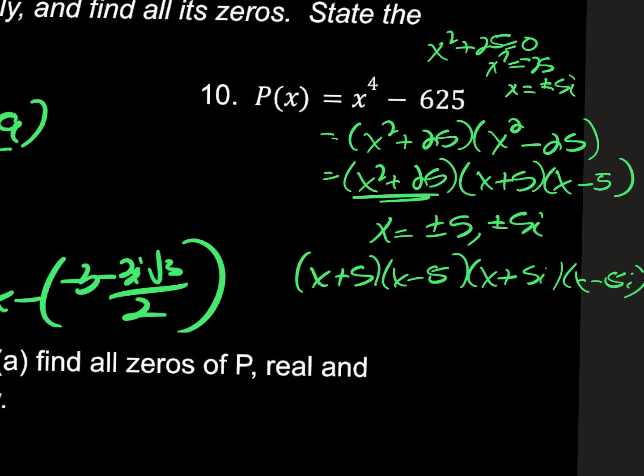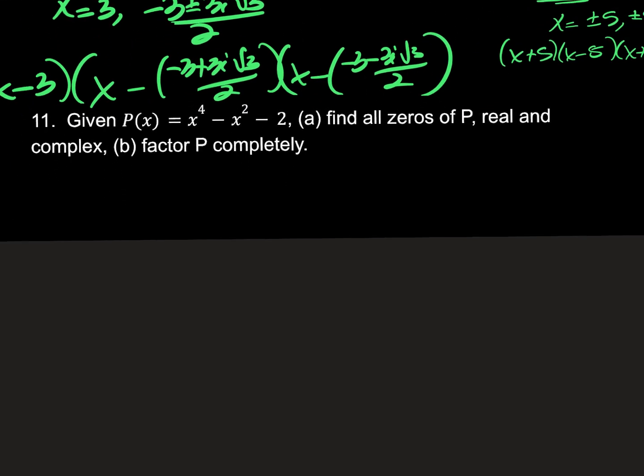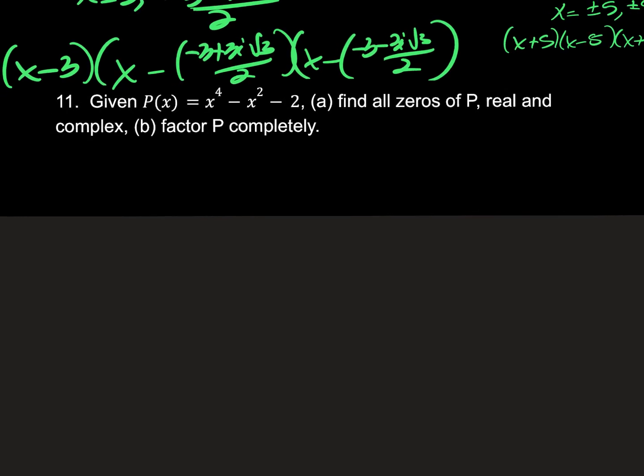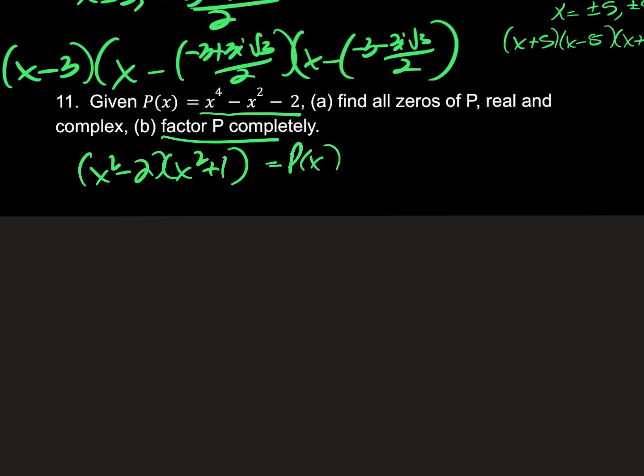And there you have it. Number 11, find all the zeros of p and factor completely. So again, I'm looking at that like, you know what? I could punch that in. I can make a list, but I really think that's quadratic form. I really think I can go x squared minus 2 and x squared plus 1 and just kind of factor that thing, which it asked me for anyway.